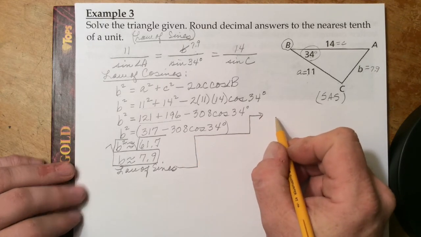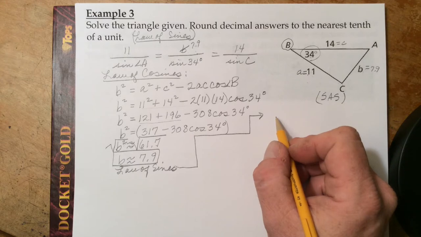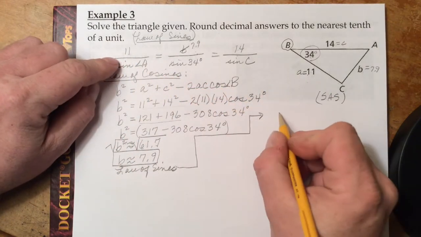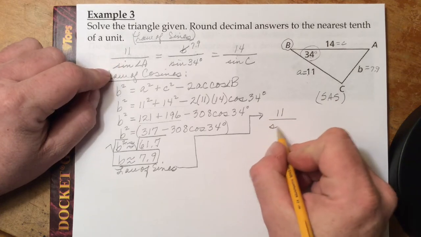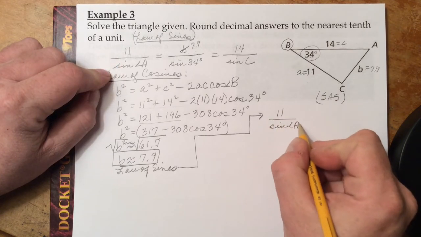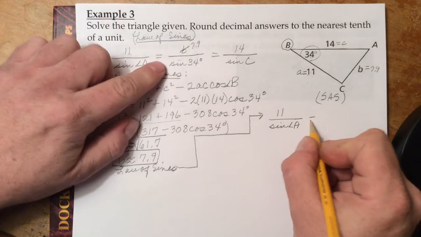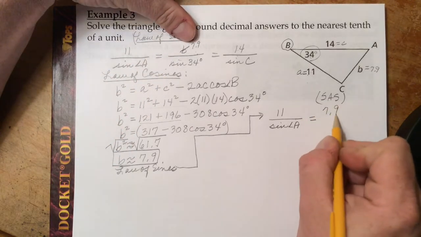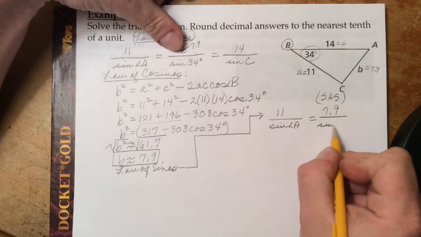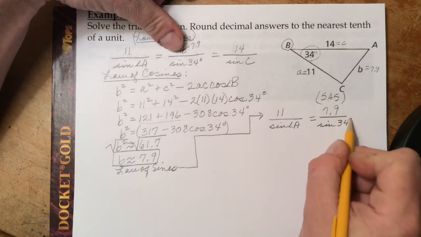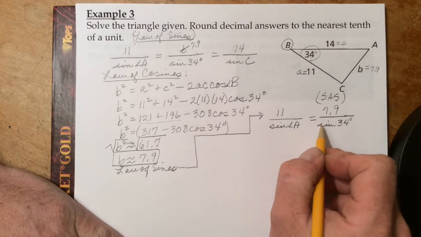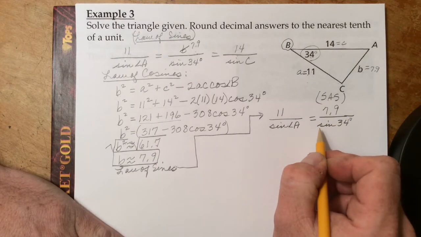And I'm going to use, doesn't matter which one, I'm going to use 11, the A. So we have 11 over the sine of angle A equals, and now I'm going to use this new 7.9. 7.9 over the sine of 34 degrees. So now we cross multiply and we're back to the law of sines.